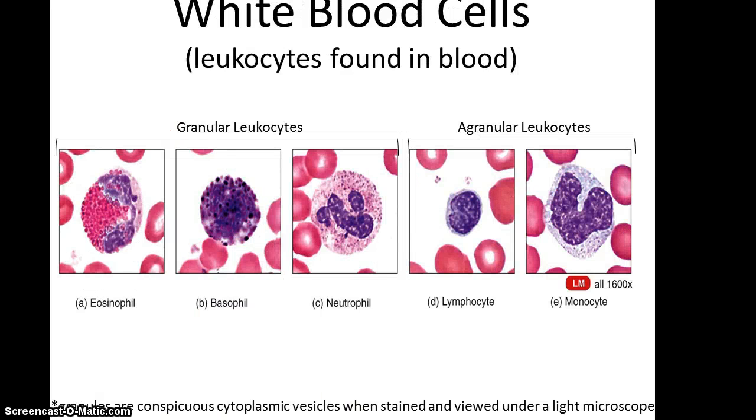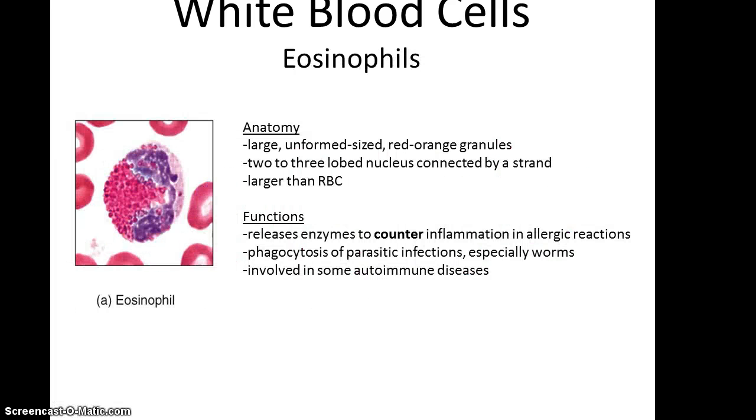So, white blood cells, or leukocytes, we're focusing on the ones right now found in the bloodstream. They include the eosinophil, the basophil, the neutrophil, the lymphocyte, and the monocyte. And again, you can have granular or agranular leukocytes.